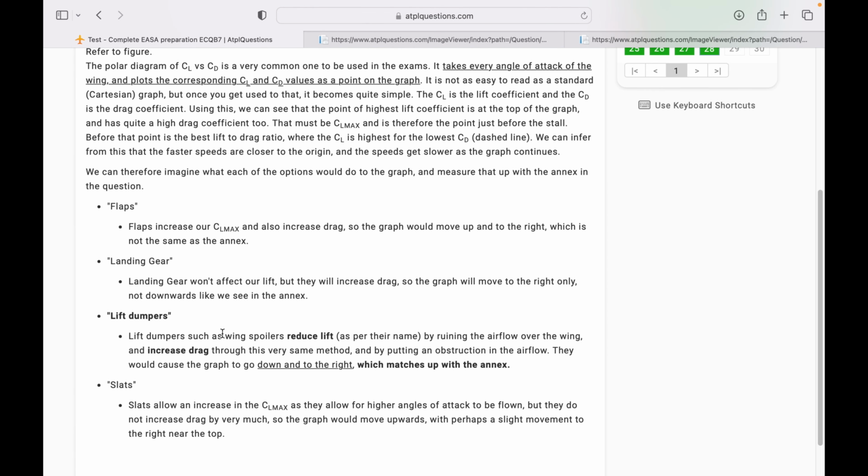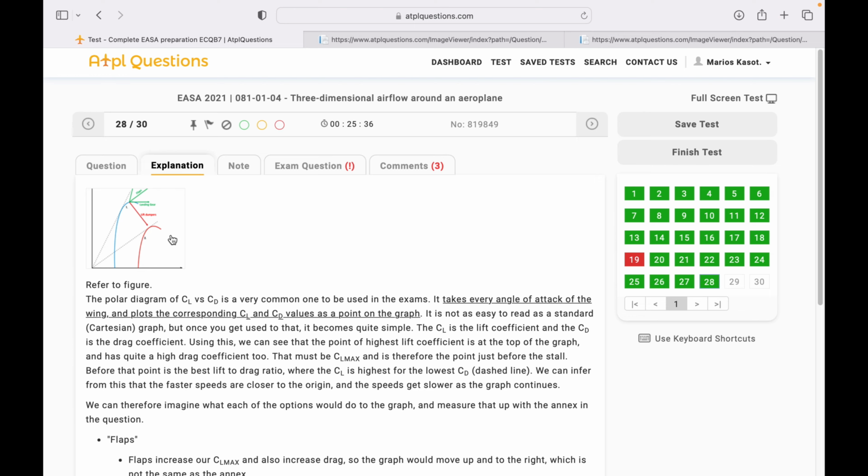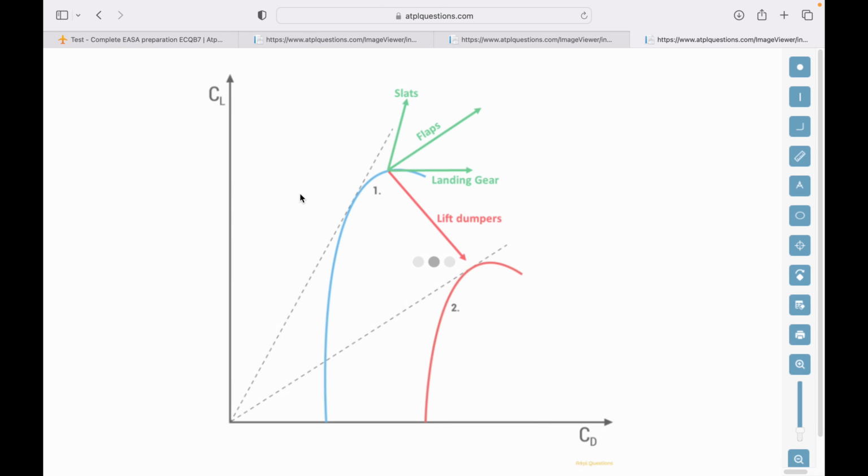Lift dampers such as wing spoilers reduce lift. Okay. Yes, it was the only logical answer, because all the others will move the first graph another way.